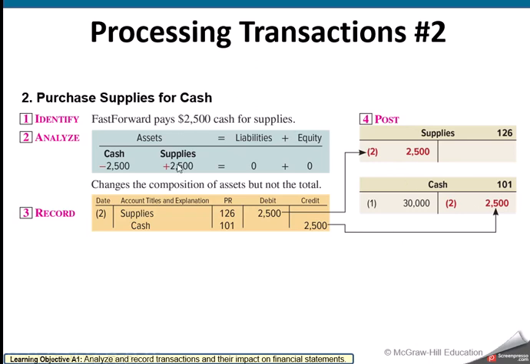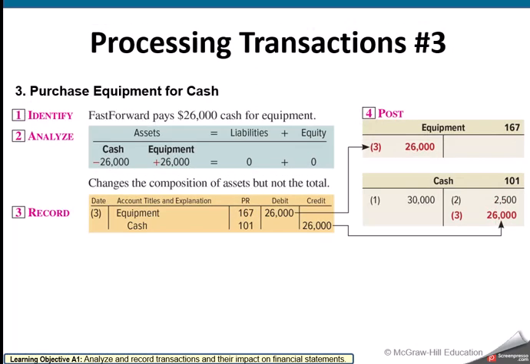So now we purchase supplies for cash. So supplies come in, we debit supplies, we pay cash, so cash goes out, so we credit cash. And again, we're posting it into the T account. Now you can see that cash has multiple entries, so that will be the case of an account. If it has multiple entries, we just keep showing them.